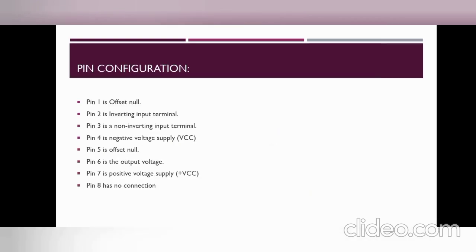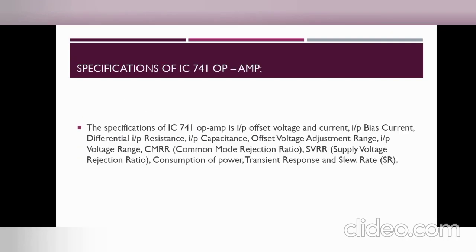Pin configuration. Pin 1 is the offset null. Pin 2 is the inverting input terminal. Pin 3 is the non-inverting input terminal. Pin 4 is the negative voltage supply, VCC. Pin 5 is the offset null. Pin 6 is the output voltage. Pin 7 is the positive voltage supply, V plus VCC. Pin 8 has no connection.